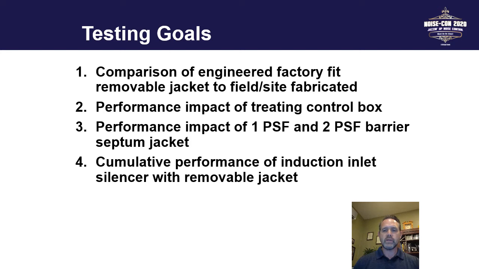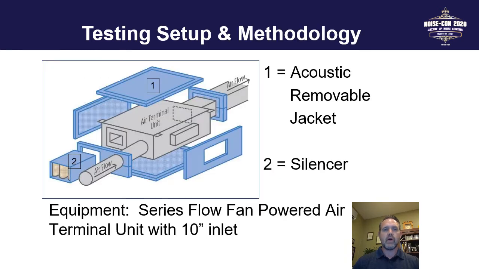And then the fourth was to look at the cumulative performance of an induction inlet silencer with a removable jacket on the unit. So the testing setup and methodology, as you can see in this illustration here, was to take an air terminal unit. In this case, it was a series flow fan-powered air terminal unit with a 10-inch inlet, and to apply, as you can see by the illustration number 1, an acoustical removable jacket, and then also to take a look at a silencer on the induction inlet shown by item number 2.